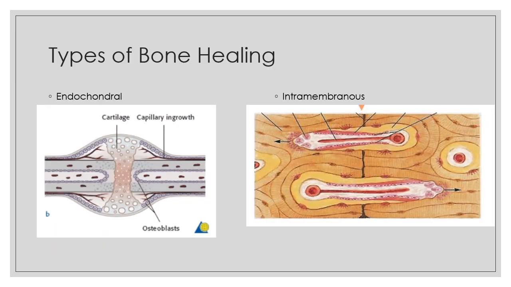So types of bone healing, we already mentioned some of this in passing in the past lecture. You have endochondral and intramembranous. So endochondral, during development, is where the cartilaginous anlage is replaced by bone. Okay, so the key term here is the cartilage is replaced by bone.